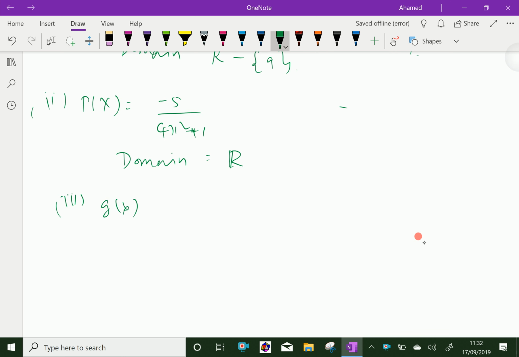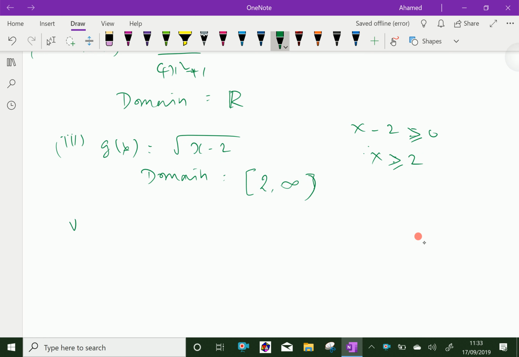Question number third. G of x equals square root of x minus 2. Here inside the square root it should not be negative, because a square root of a negative number won't be a real number. Therefore for the domain, x minus 2 is greater than or equal to 0. Therefore x is greater than or equal to 2. Therefore the domain is the closed interval 2 to infinity, the open interval.